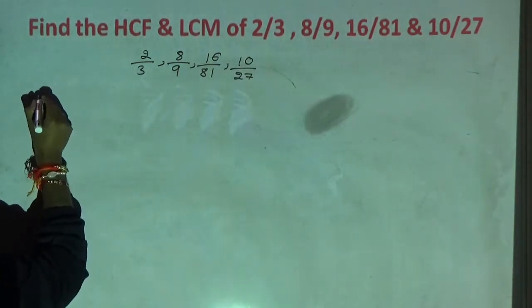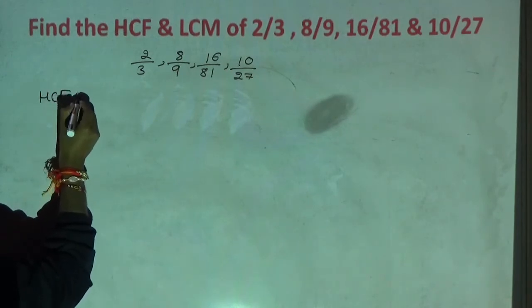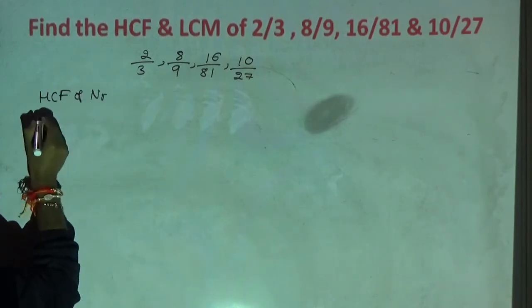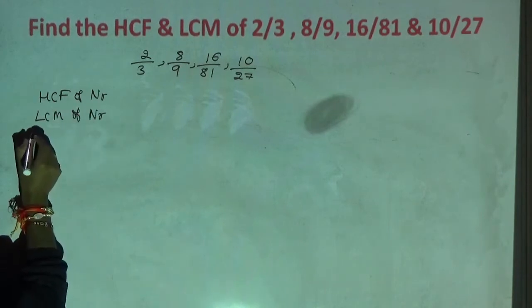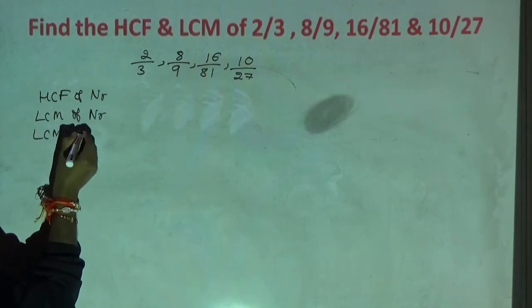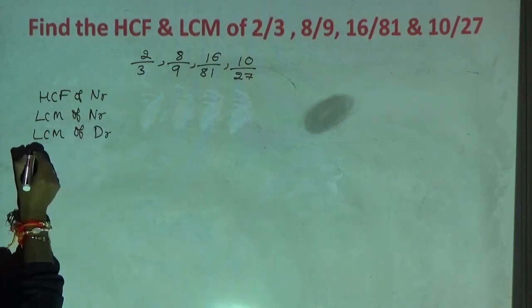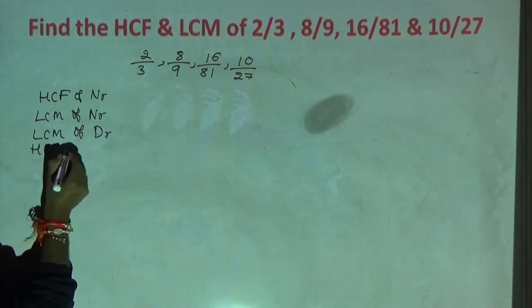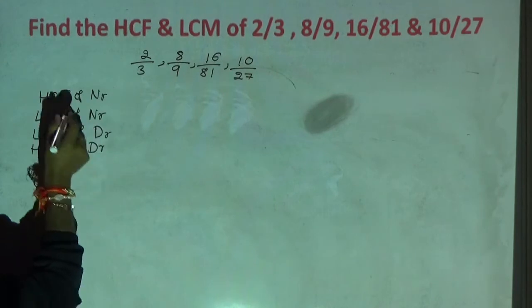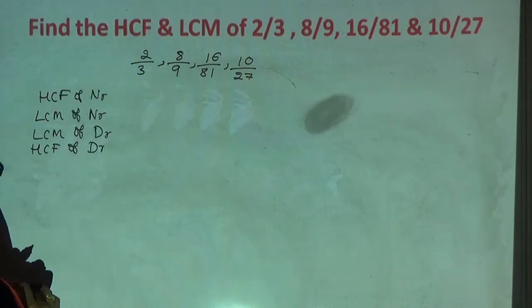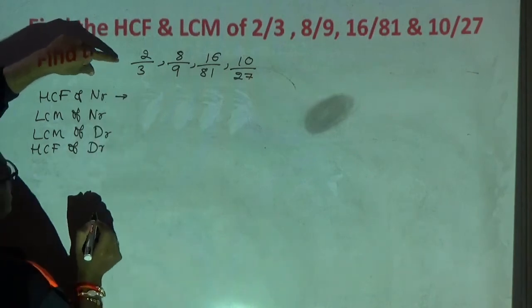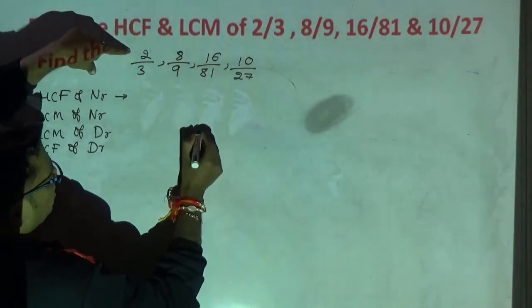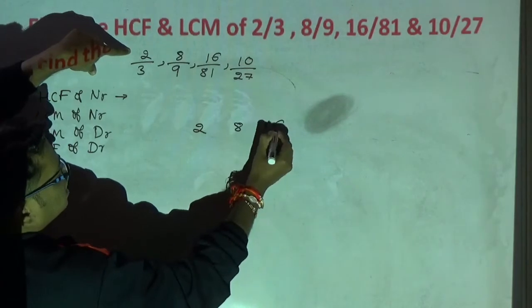So first I will find the HCF of the numerators. Then I will find the LCM of the numerators. I will also find the LCM of the denominators, and I will also find the HCF of the denominators. First I will find them out, then I will substitute. Now I want to find the HCF of the numerators. The numerators I have are 2, 8, 16 and 10.